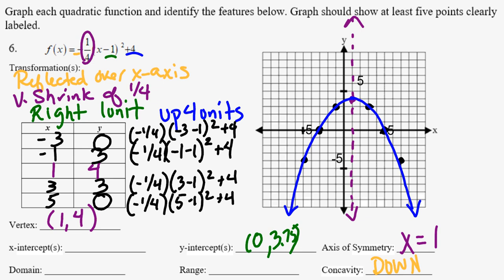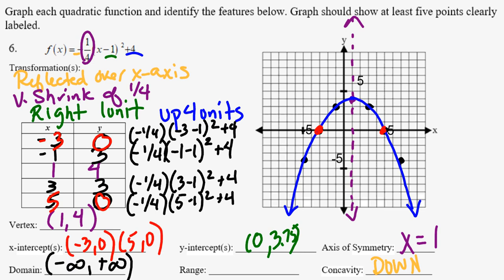Now in terms of x-intercepts, I'm looking to see where it touches or crosses the x-axis. I can see those 2 points here. I also can tell in the table because the output here is at 0. So my x-intercepts are at (-3, 0) and (5, 0).